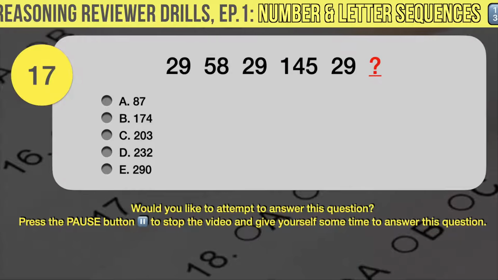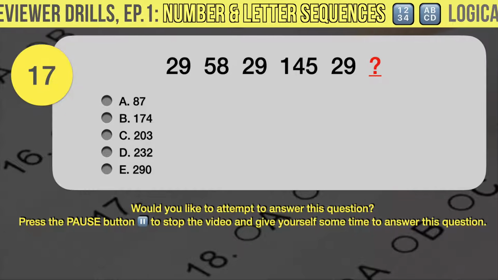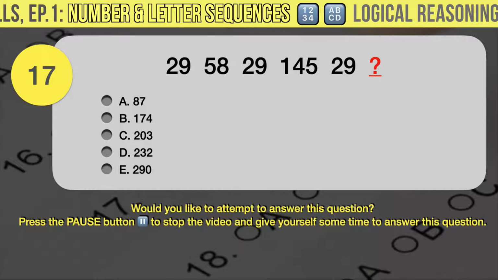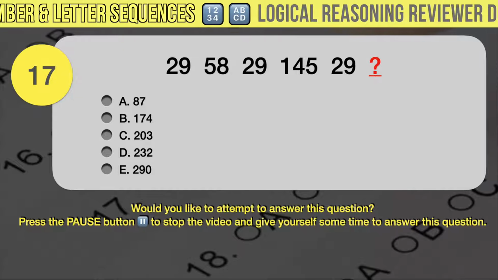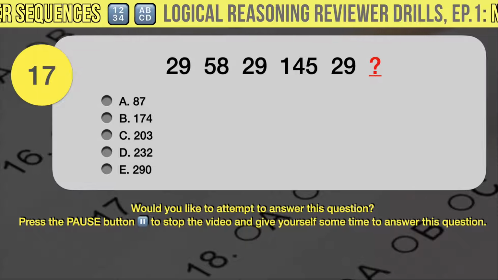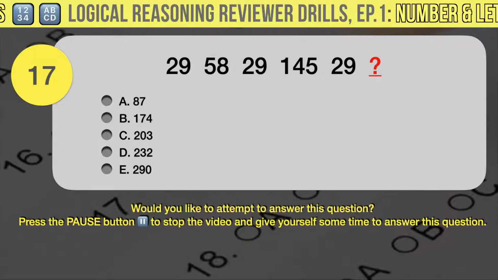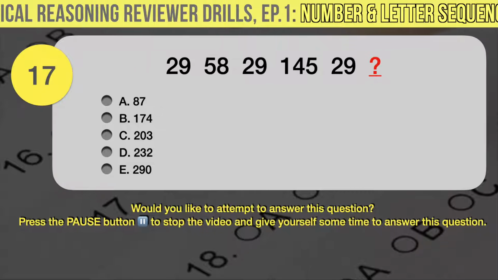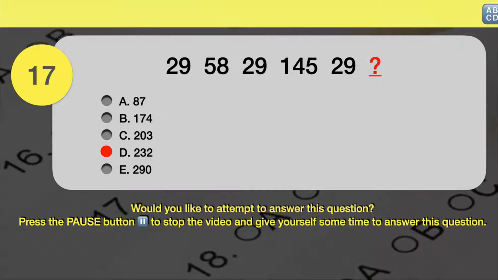Drill question number 17. Which number comes next in the following sequence? 29, 58, 29, 145, 29. Your answer choices are A, 87, B, 174, C, 203, D, 232, E, 290. The correct answer is D, 232.